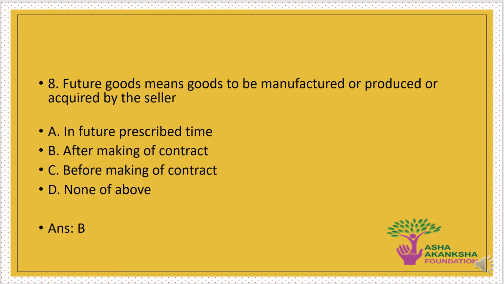The next question is, future goods means goods to be manufactured or produced or acquired by the seller dash. Options are A, in future prescribed times, B, after making of contract, C, before making of contract, or D, none of the above. The correct answer to this question is option B, that is, future goods means the goods to be manufactured or produced or acquired by the seller after making of the contract of sale.